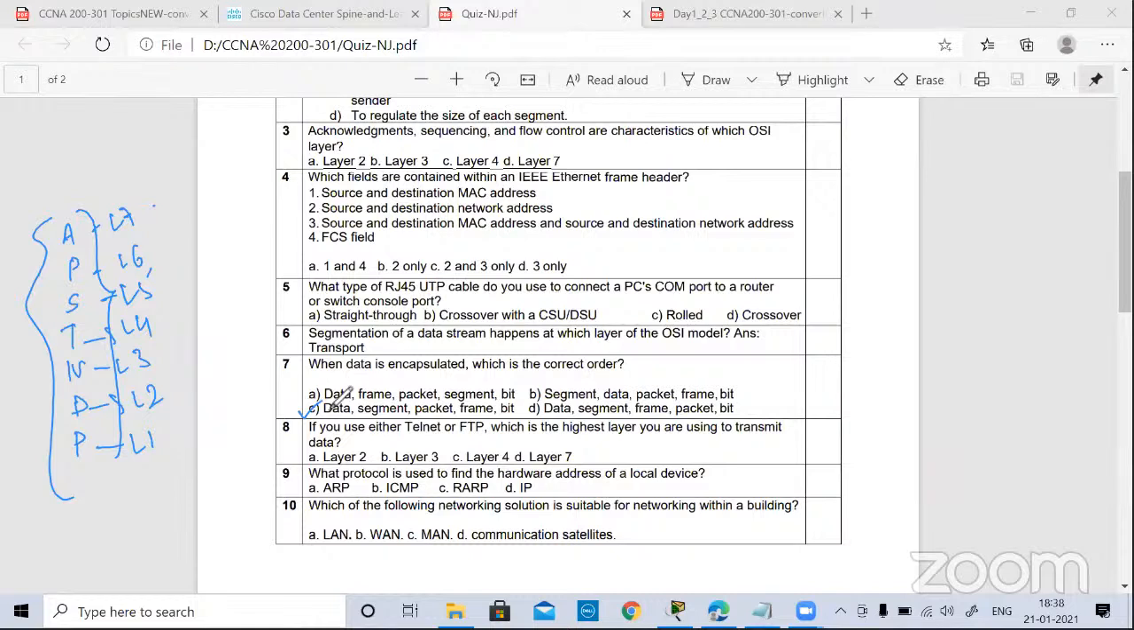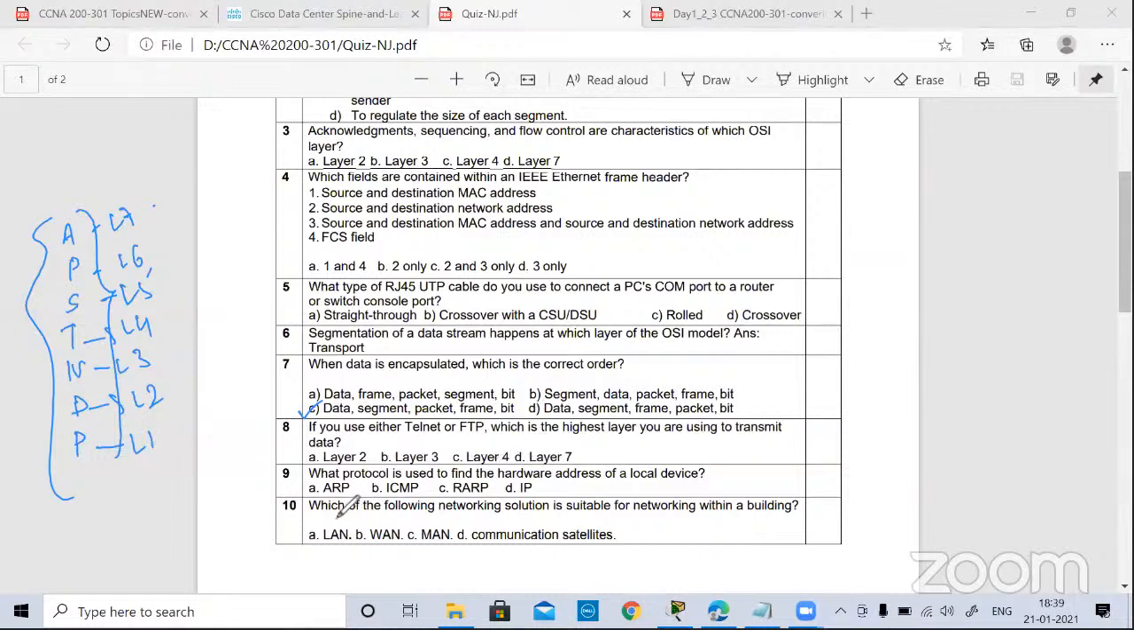Let's go with question 8. If you use either telnet or FTP, which is the highest layer you're using to transmit the data? What do you think? When you are using telnet or FTP. Now, telnet is a remote application. We have not discussed it so much, but when we were talking about services, we talked about these various services. Omkar says layer 7. Very good. Option D, that's right. Layer 7 is the application layer, so all these are application services. Very good. At least you're attending very sincerely.